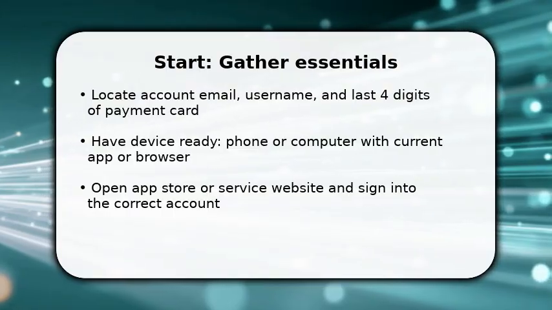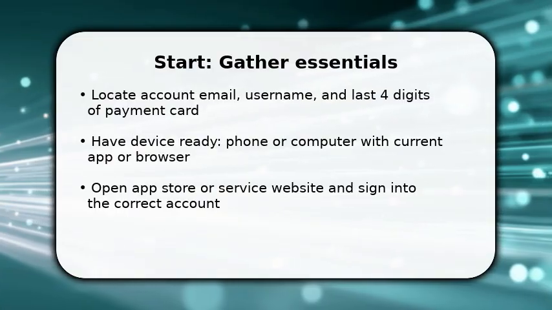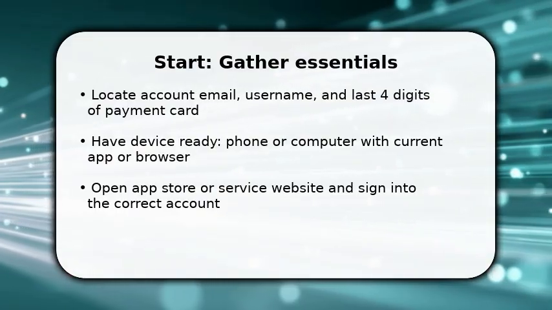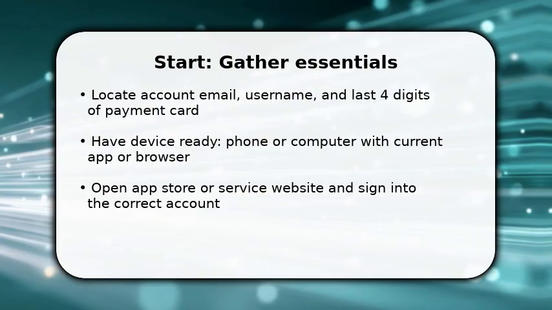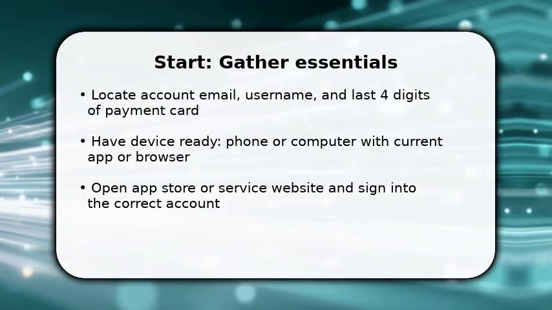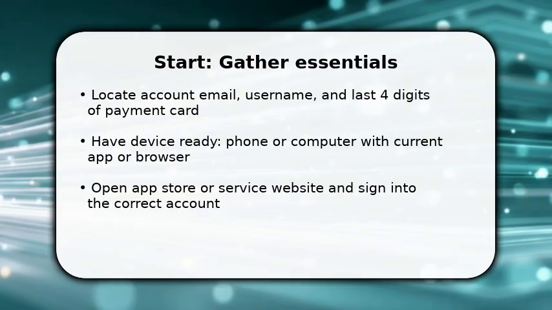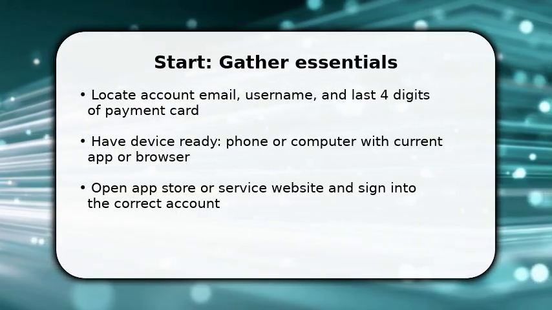You begin by confirming account credentials and payment details so you don't cancel the wrong subscription. Once signed in, navigate directly to the account or profile area. This step ensures you see active trials and billing info.